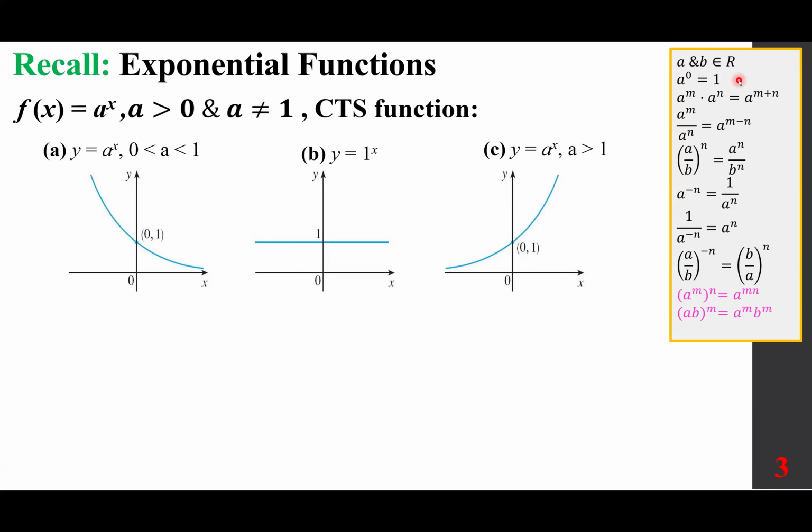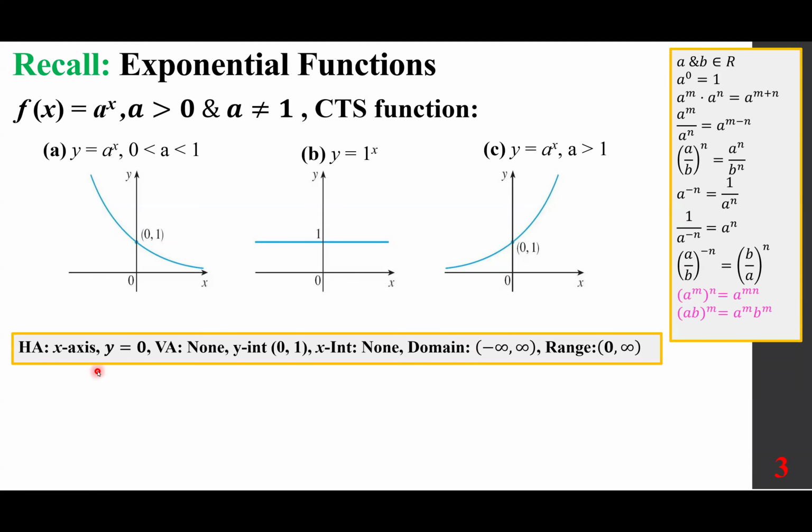That is available to you. So what happens when you're dealing with an exponential function? You have a horizontal asymptote, which is the x-axis, with the equation y equals 0. There is no vertical asymptote. There is no x-intercept, and there's a y-intercept of (0, 1). The domain, remember, the definition of a domain is all possible values of x. It covers from negative to positive infinity, and the range is from 0 to infinity.